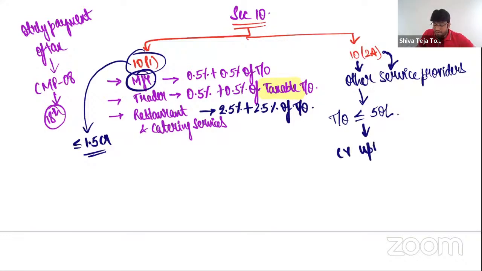Then in the current year, up to 50 lakhs, they can pay tax at the rate of 3% plus 3%. Slightly higher compared to section 10(1). In fact, in 10(1), it's only 0.5 plus 0.5, restaurant 2.5 plus 2.5. But here, it is not 0.5 plus 0.5. It is 3% plus 3%. Very much higher percentage compared to section 10(1).